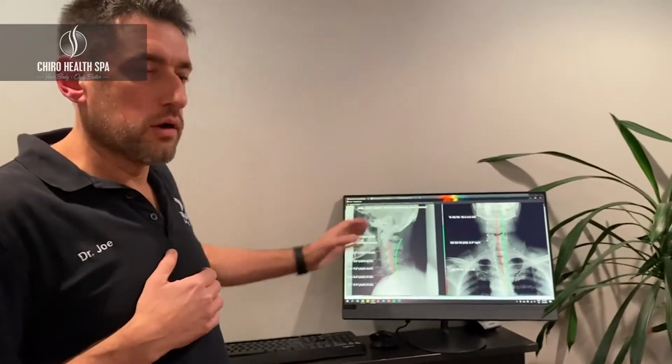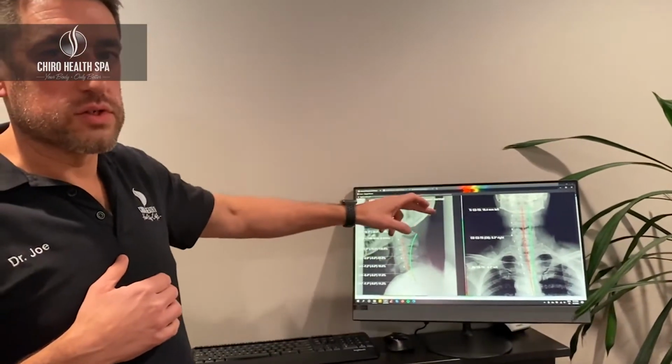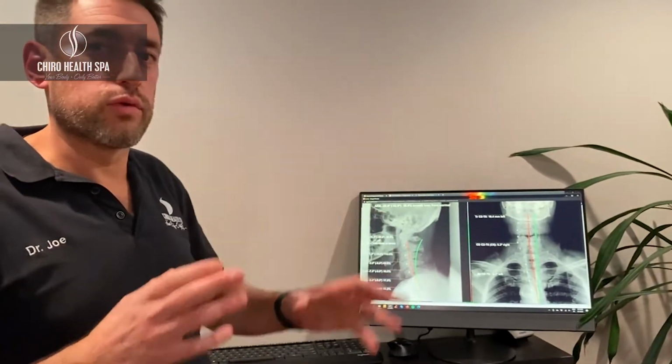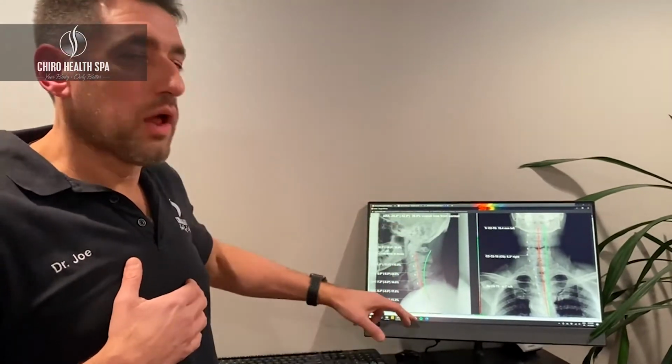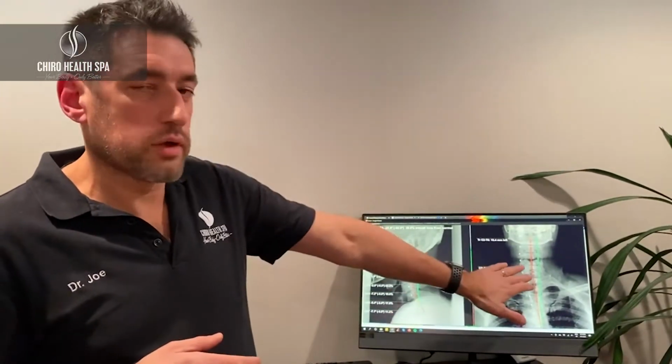What you're looking at here is a person's jaw right there. You're looking at the back of the skull. There are two major lines here. You can see there's a green line and a red line. The green line is where a normal person's curvature should be with their neck, and the red line is this person's neck, okay? And as you can see, there's a big difference between where he's supposed to be and where he actually is.